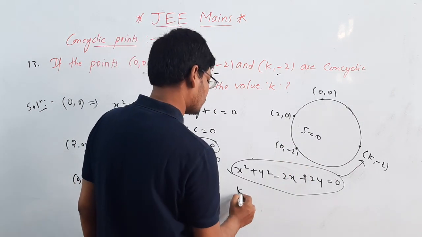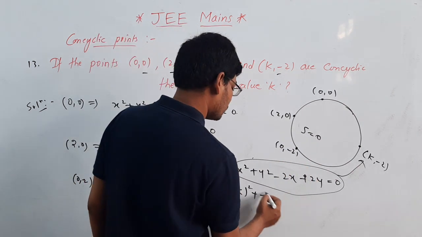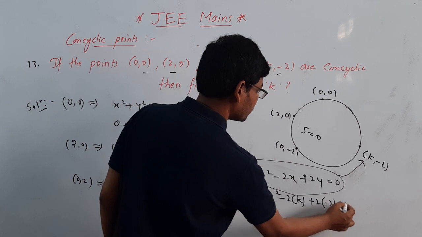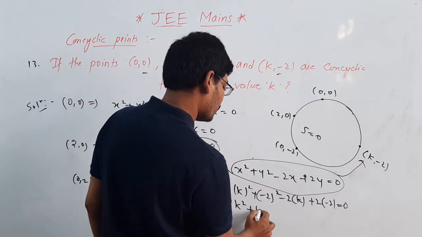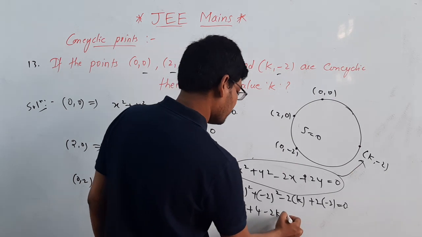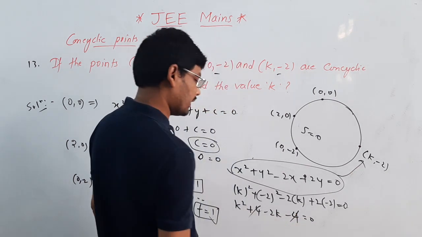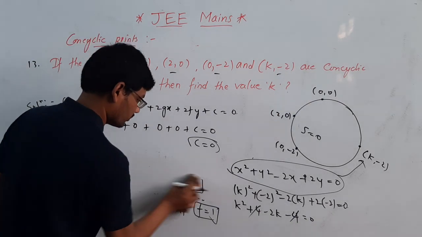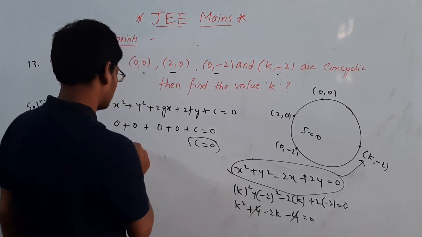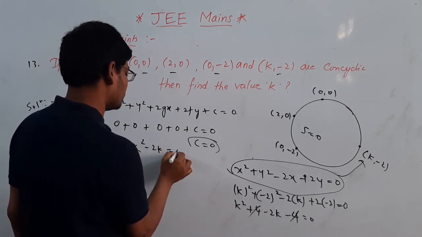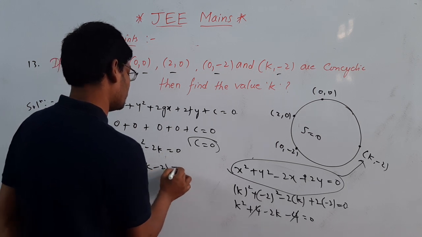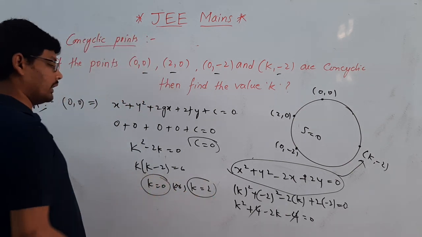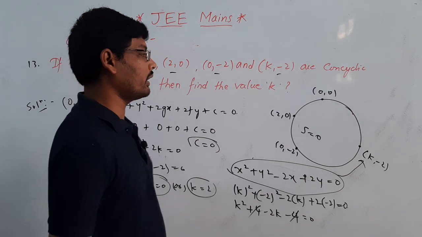Let's substitute: x square is k square, y square is minus 2 whole square, minus 2 into k, plus 2 into minus 2. So k square plus 4 minus 2k minus 4 is equal to 0. The 4s get cancelled. Finally k square minus 2k is equal to 0. Taking k as common, k into k minus 2 is equal to 0, so k is equal to 0 or k is equal to 2. We got two values.